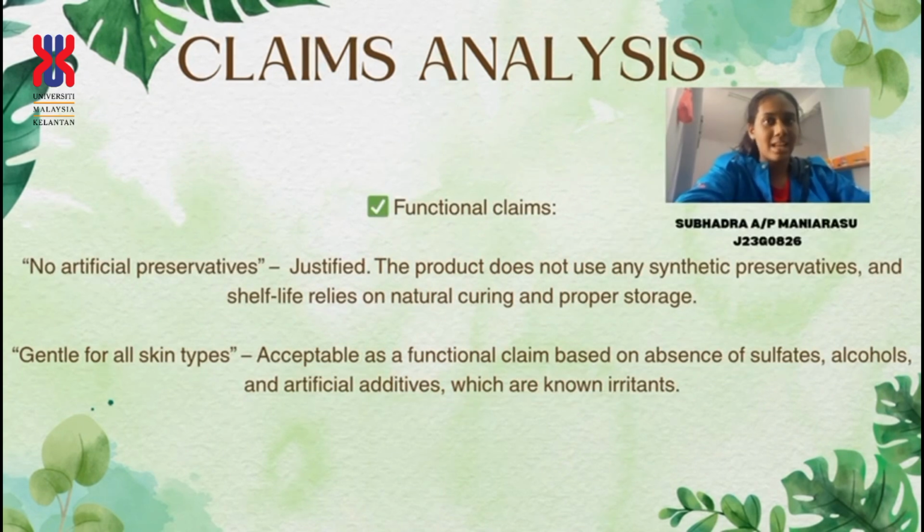Next, we move on to the second slide, which is functional claims. Our product highlights 2 key functional claims. First of all is no artificial preservative. This is justified because the soap contains no synthetic preservative. Instead, it relies on the natural soap curing process and proper storage to maintain its shelf life. Secondly, it is gentle for all skin types. This is supported by the fact that our soap is free from sulfates, alcohol, and synthetic additives, which are known to cause skin irritation. This makes the soap suitable even for sensitive skin, and we can also use this product for children.